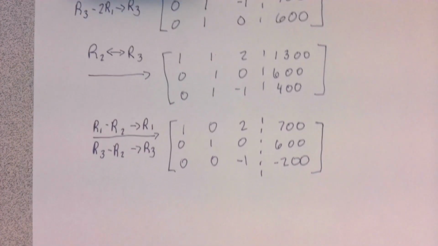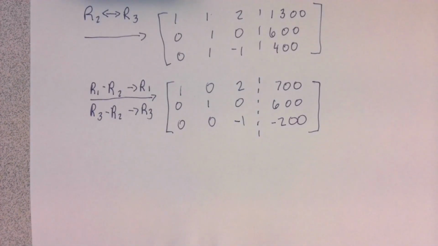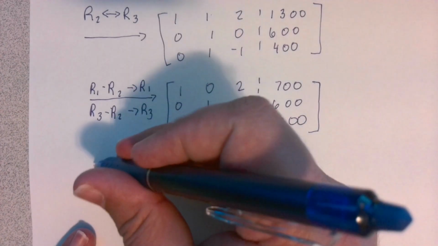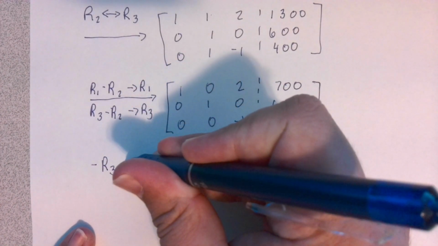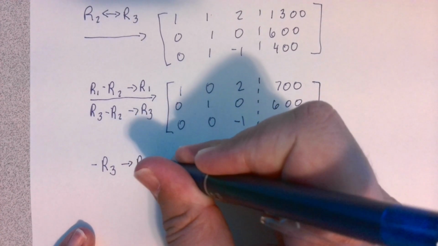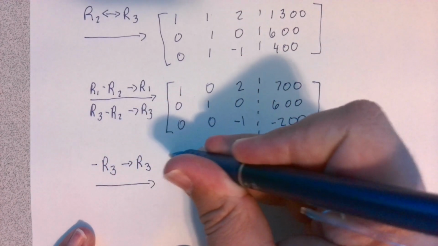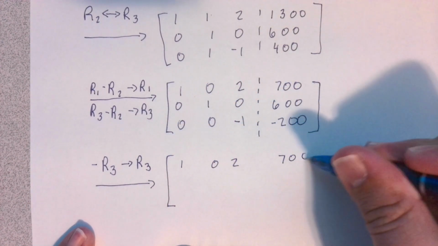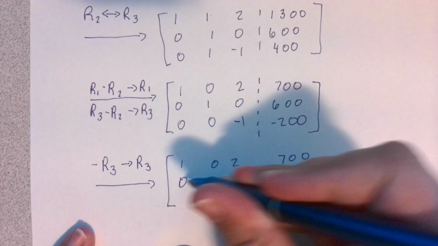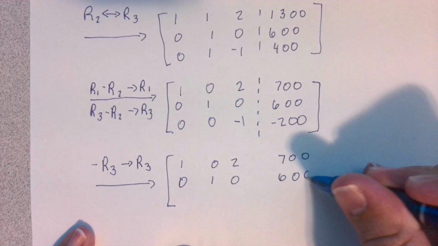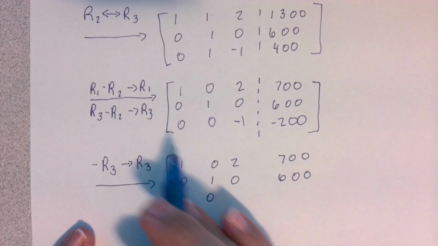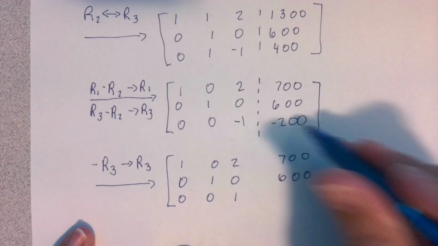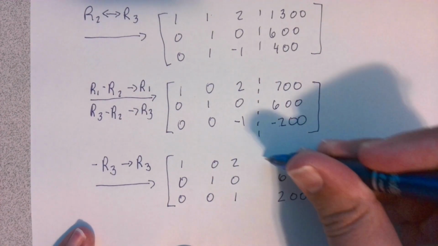We're almost done. Now I'm moving on to the 3, 3 diagonal. I need to make that into a positive one. So I'm going to take negative row 3, replace row 3. So row 1 and row 2 do not change. And negative times a 0 stays 0, but negative 1 times 1 is positive 1. Negative 1 times negative 200 is positive 200.